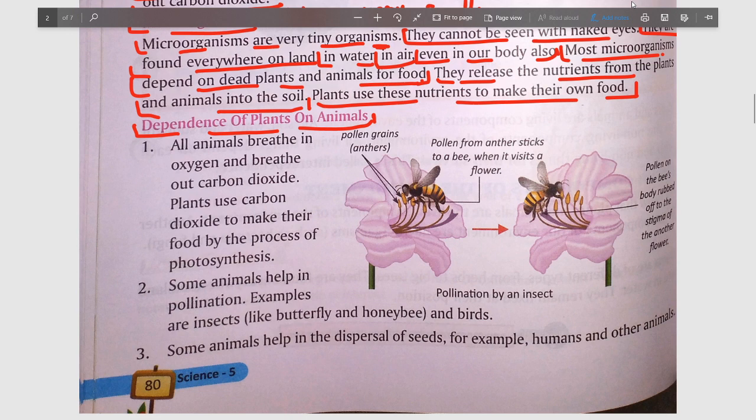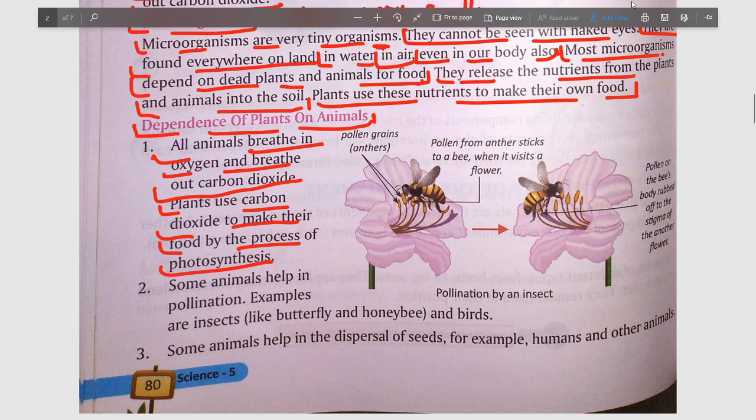So the first point is all animals breathe in oxygen and breathe out carbon dioxide. All the animals, like humans also, as we breathe in oxygen and we breathe out carbon dioxide gas. So plants use carbon dioxide gas to make their food by the process of photosynthesis. So in this way you can say that plants need carbon dioxide gas for the preparation of food, and this carbon dioxide gas is provided to them by the animals. So in this way plants depend on animals for carbon dioxide gas.